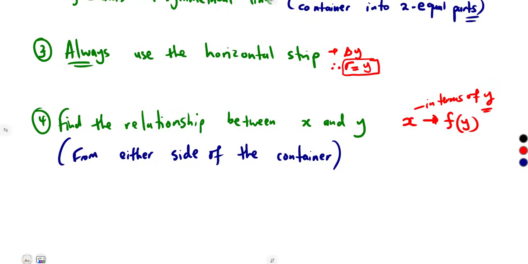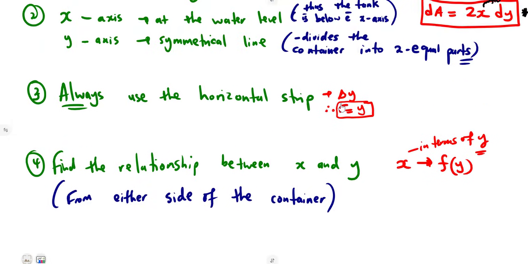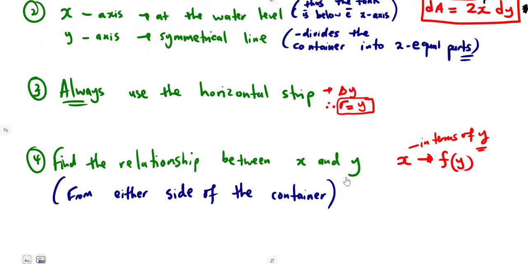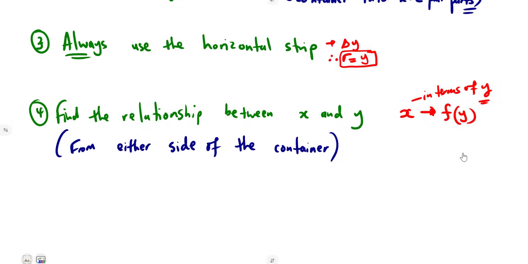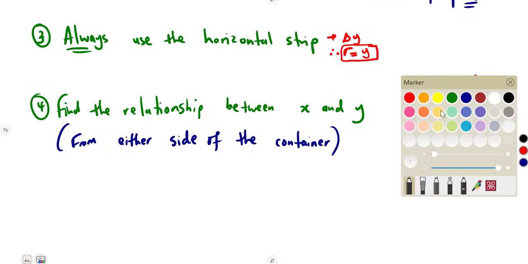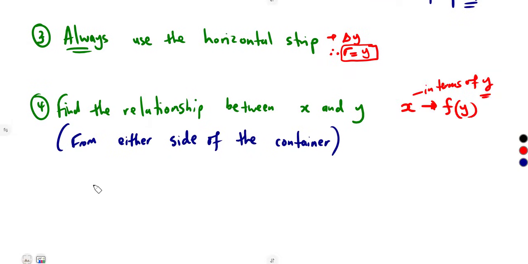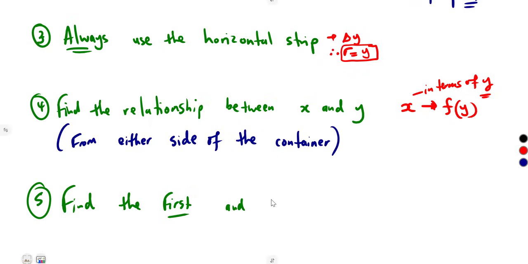Then the distance r is already explained here. Remember, we talked about the distance r is equal to y. I'm not going to talk about that distance again because we already have it, unless you are using the one above the x-axis. Then you must find your moments, the first and second.